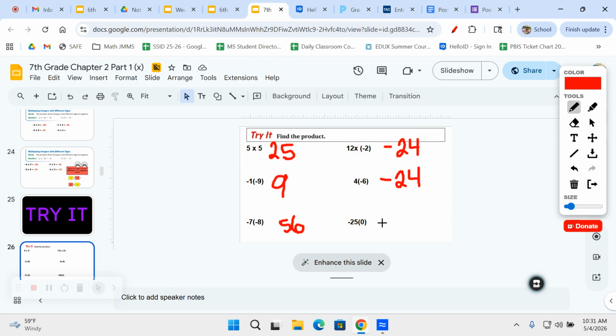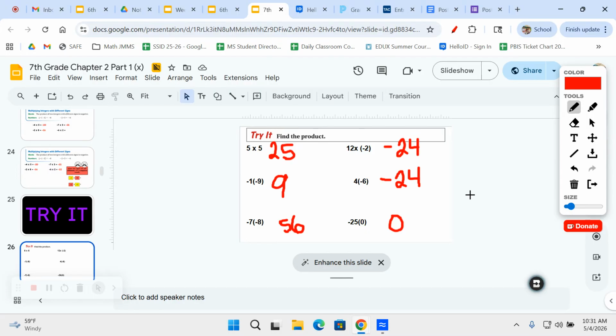-25 times 0. This is one of those things where we have to remember that if you multiply anything times 0, your answer is 0. And there is no such thing as a -0, so we would not put a negative sign on this answer. It will just be 0.